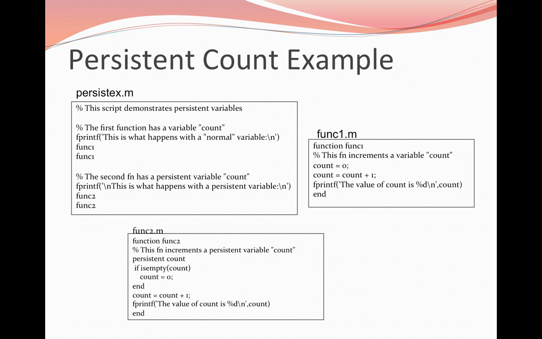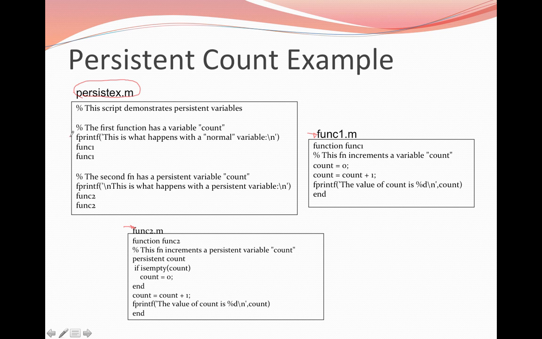So here's an example of a program that shows a quote-unquote normal variable versus a persistent variable. What I have is a script called persist, short for persistent example, and it's going to demonstrate persistent variables. It's going to call one function that has a quote-unquote normal variable called count twice, and then it's going to call another function which has a persistent variable twice. So we'll see what the difference is.